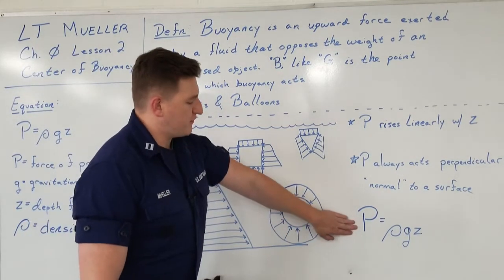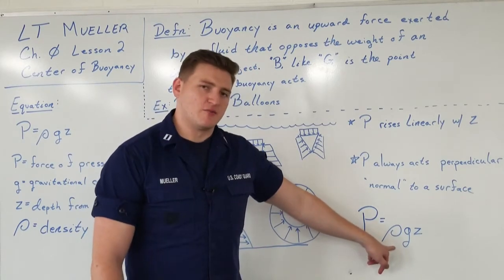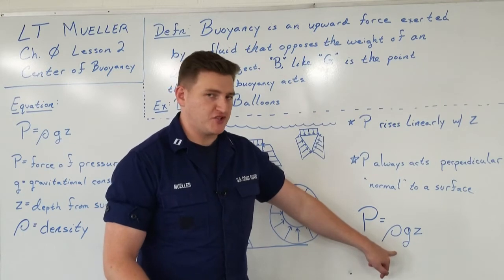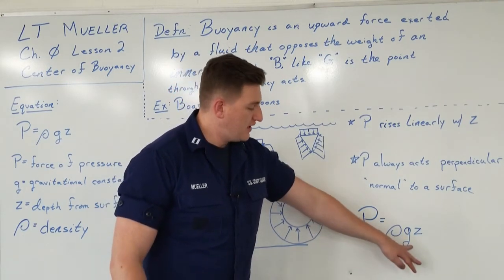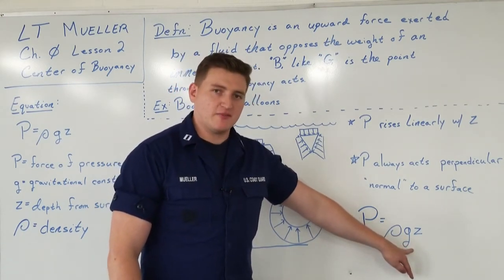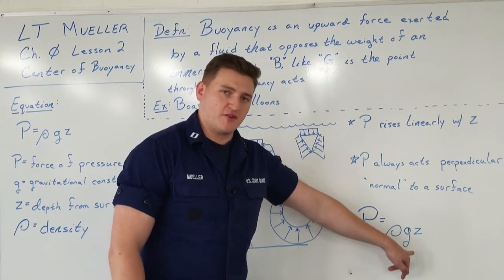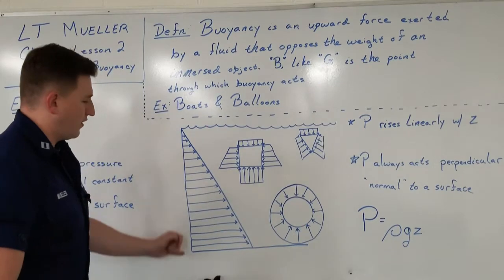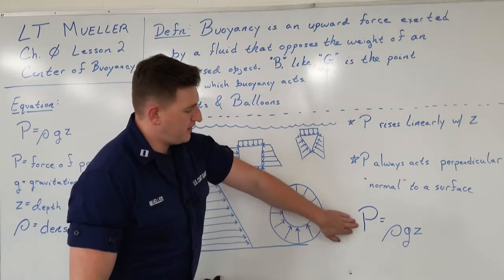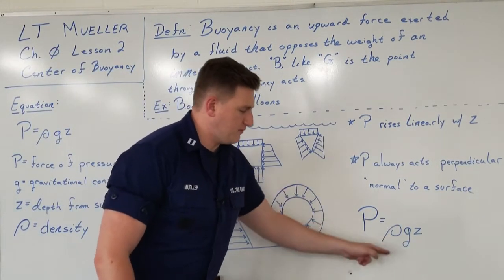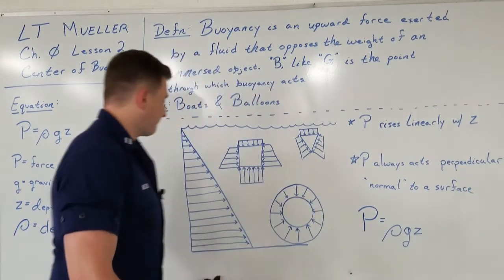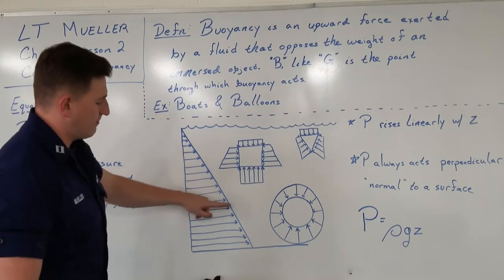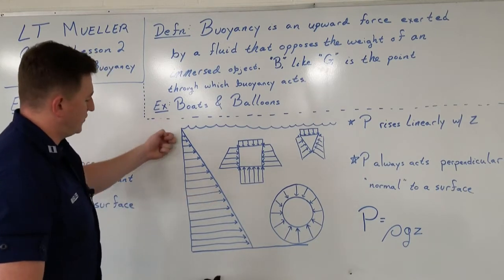If we look at the equation for pressure, rho, the density of water, isn't going to change very much, especially when we're talking about surface warfare ships or anything that floats on the surface. G isn't going to change. It'll either be 9.81 for metric or 32.2 for English. Z is something that is going to change depending on how deep we are. So we can think of it as P equals some constant times Z, which gives us a linear relationship between pressure, which is the magnitude of the arrow, and depth, which is how deep we are.